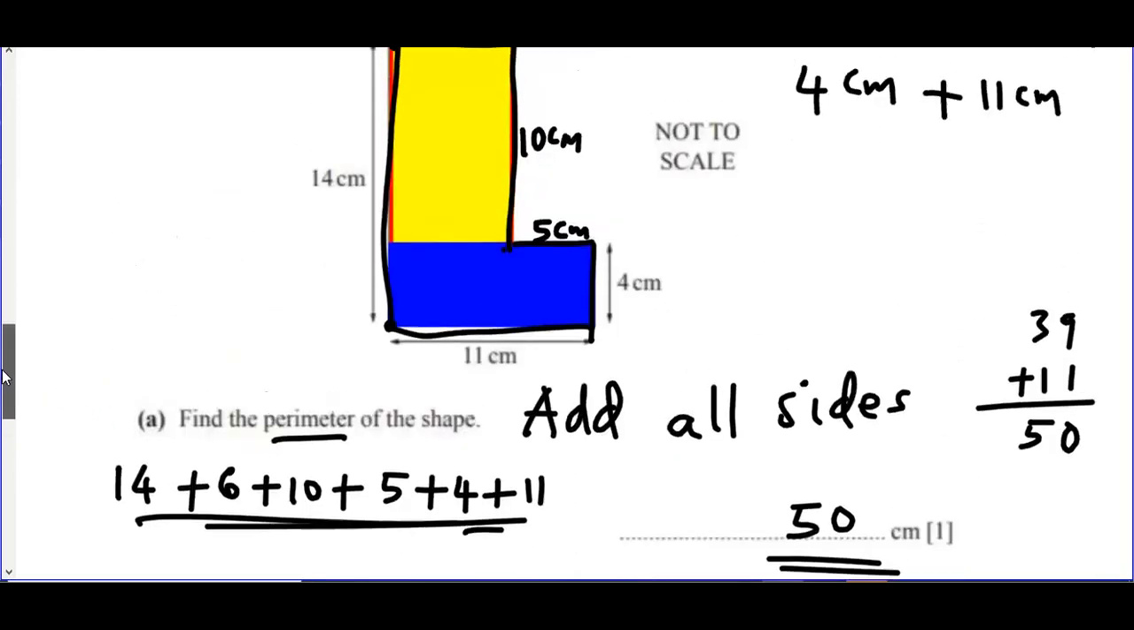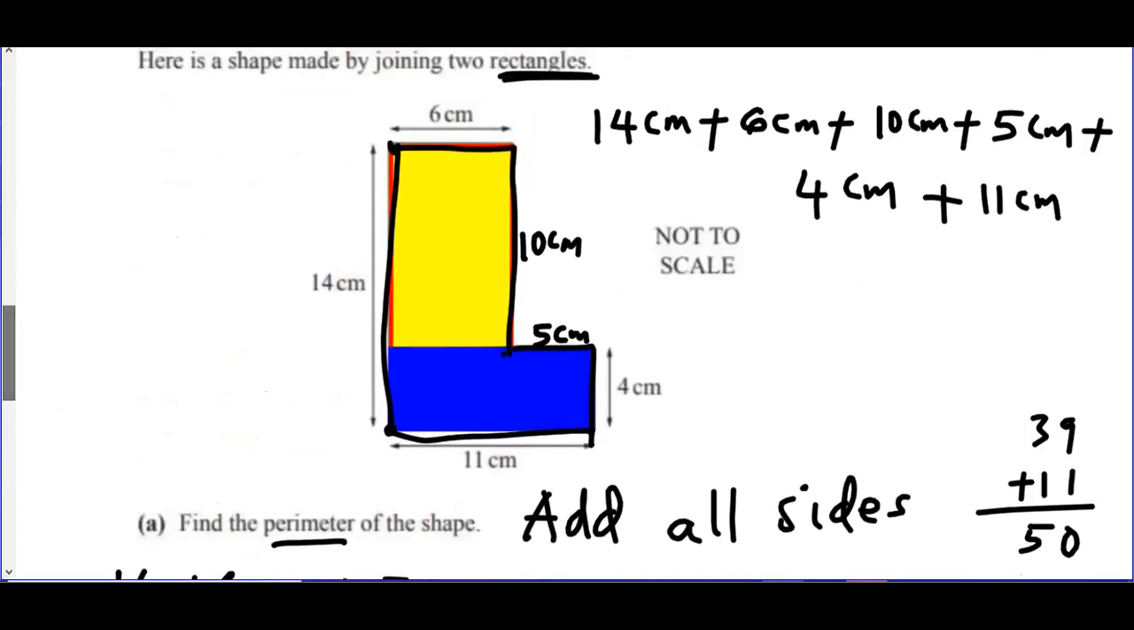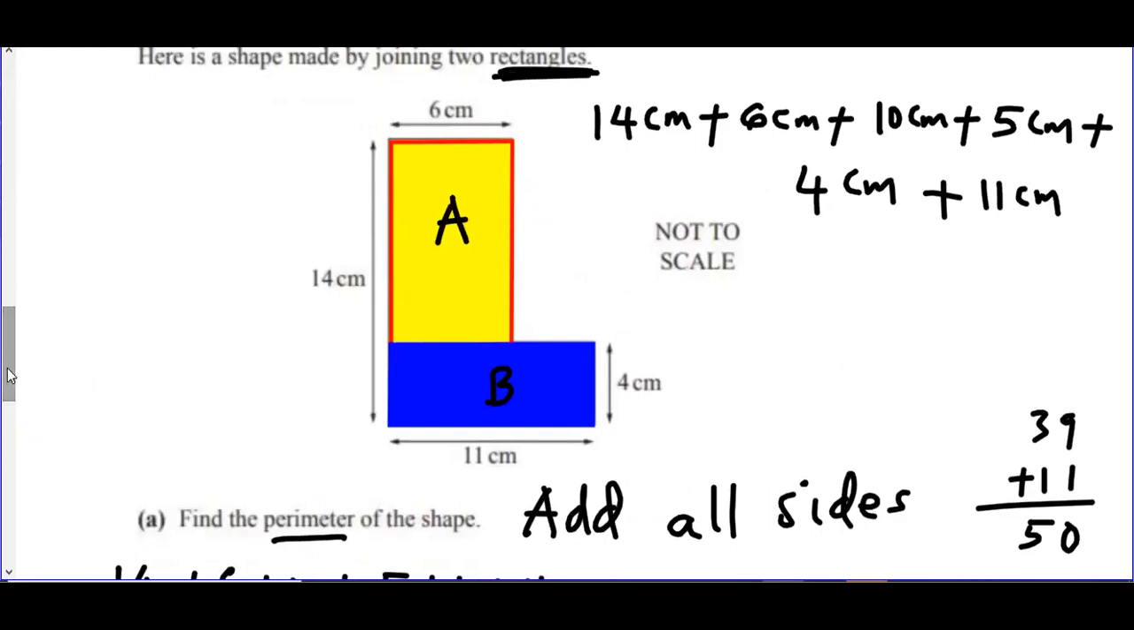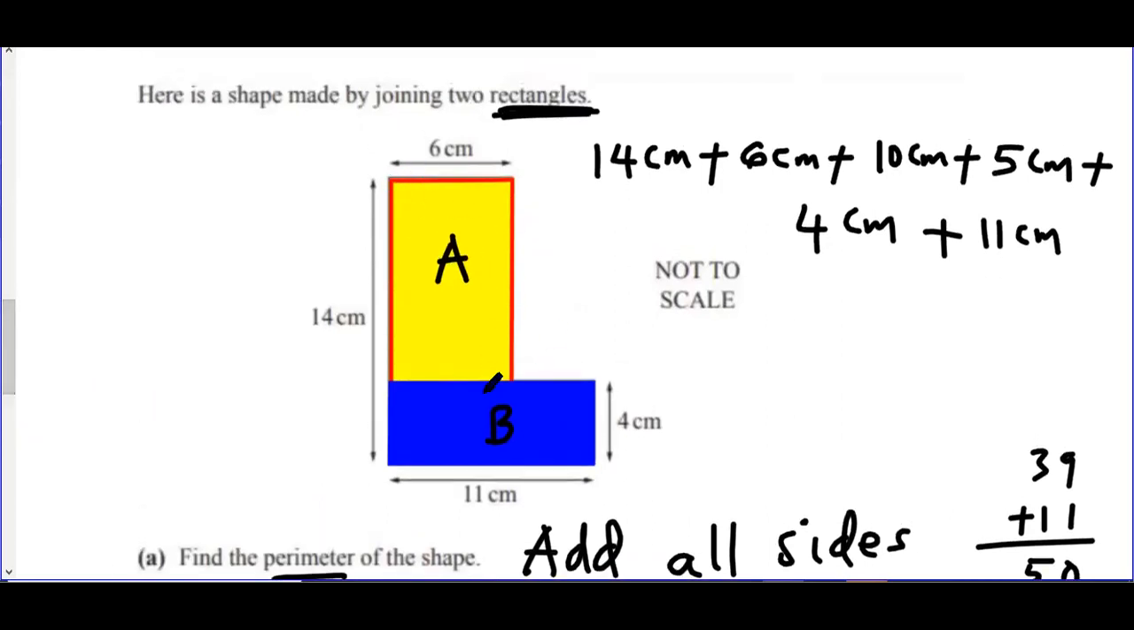Find the area. Okay, now the area is different. The area is something else. For the case of the area, we need to cut this shape into two rectangles, as you can see here. The first rectangle, which is yellow in color, I'm going to label as A. And the second rectangle, which is blue in color, I'm going to label as B. So I'm going to go ahead finding the area A.